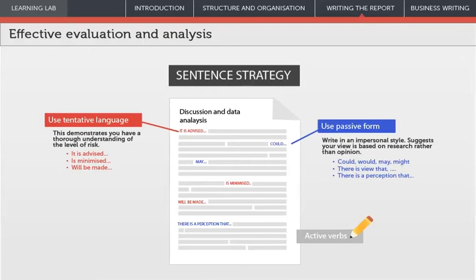Passive verb forms generally weaken business writing as they are indirect. However, they are useful in the evaluation as their use emphasises the advice itself rather than the voice of the writer.